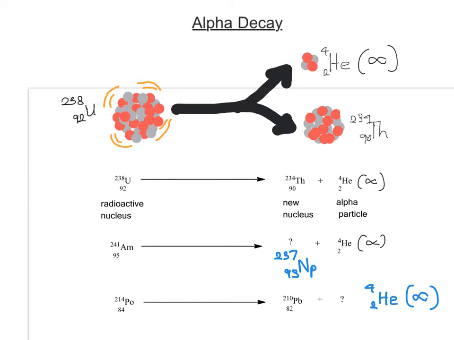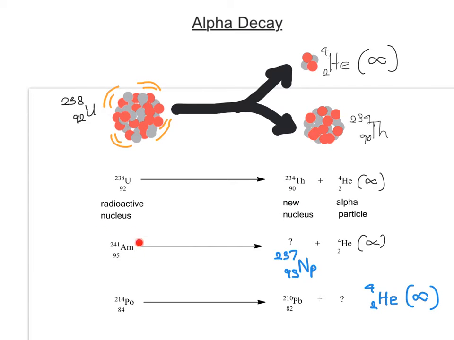When a nucleus emits an alpha particle, its mass number decreases by 4 and the atomic number decreases by 2. The resulting nucleus is now a new element. When uranium-238 with an atomic number 92 decays by alpha radiation, it ends up as thorium-234 with an atomic number of 90.